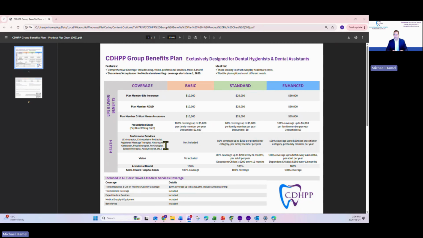Moving on to vision. For the enhanced plan, we offer 100% coverage up to $250 every 24 months per adult, every 2 years. Where we have strength in the vision is for children. So it's 100% coverage, offering $250 every year per child. So an adult is $250 every 2 years. For children, it's $250 every year.